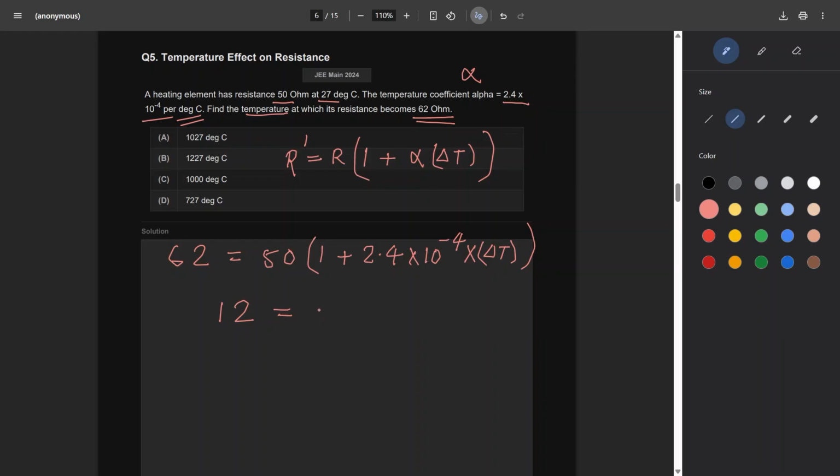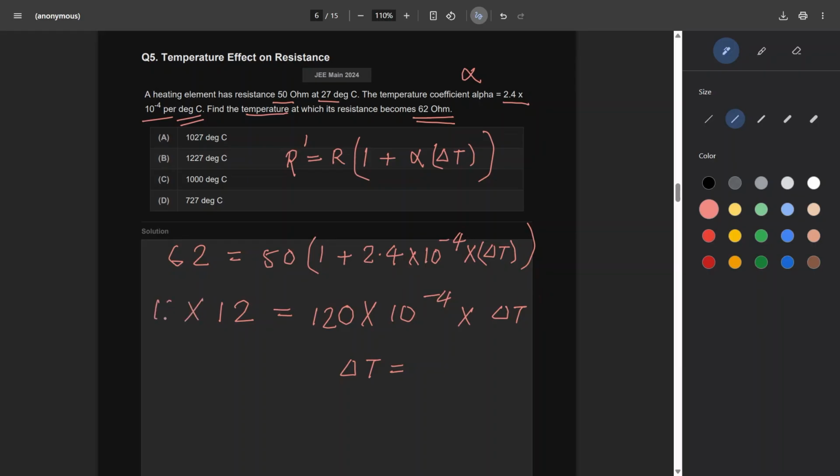5 times 25, right, 120. Take the 0 and move the decimal, and 10 power minus 4 into delta T. So we have delta T as what we have. See, we have 10 power minus 4 here and 0. So 10 power minus 3. And here it is just 10 power 0, right? So we have 10 power 3 here, naturally.